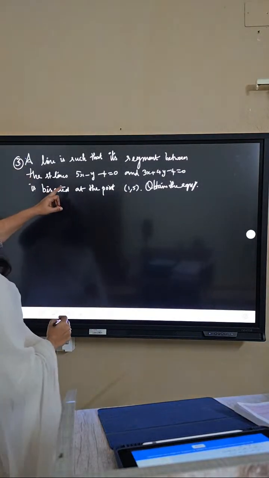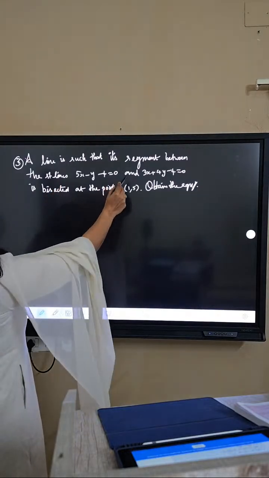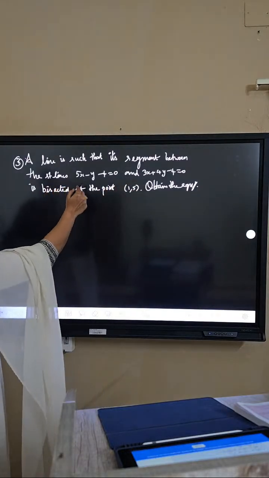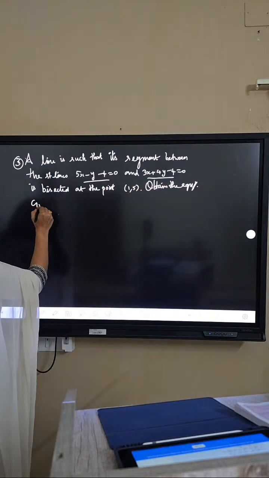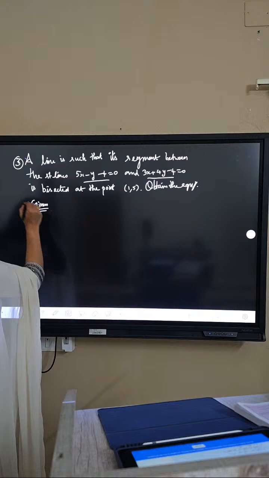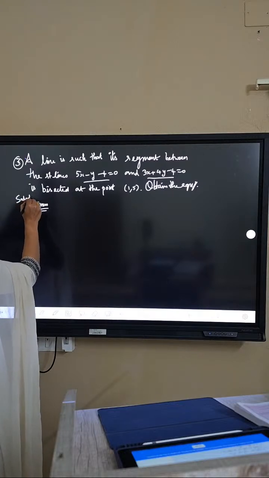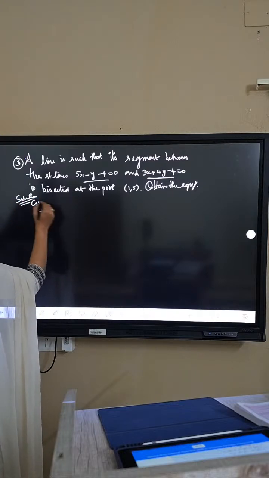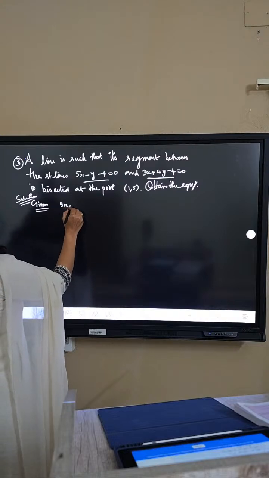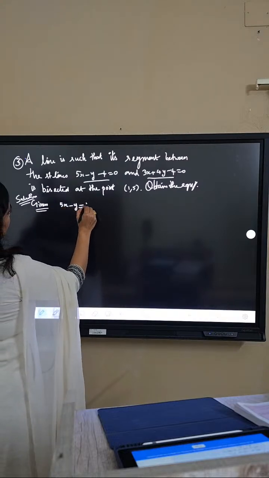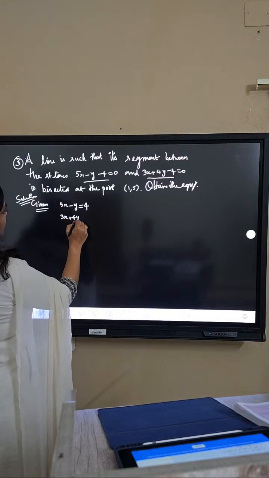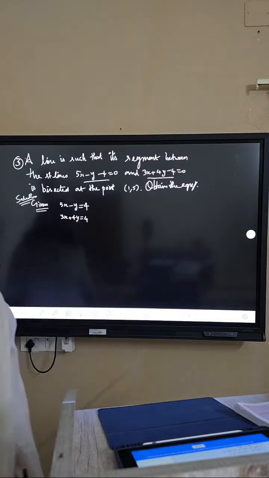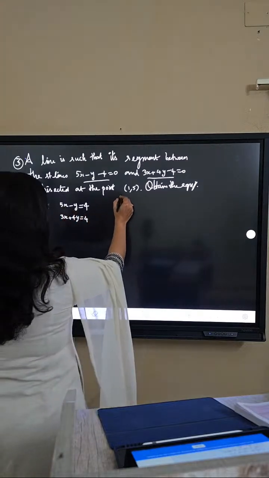A line is such that its segment between the straight lines, two lines are given. Okay. So what are the given straight lines? You have to write it as the solution. So what is the solution? You can start it here. So given straight lines are 5x minus y equal to 4 and 3x plus 4y equal to 4. Like that it will be given. And then the bisected point is also given.